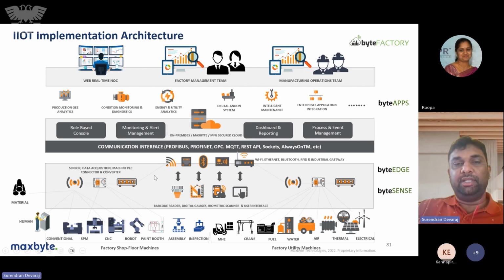The second layer is the communication layer, where we can establish communication from each of the assets. If there is a PLC, we can directly establish the communication. If the system does not have a PLC, then we go for a gateway-based asset communication system. The communication protocols can vary: Profibus, Profinet, MQTT or HTTPS, depending upon the PLCs and the methodology. The third layer is the business layer, where all the business logic runs, like production OEE, condition monitoring, energy and utilities, and so on.